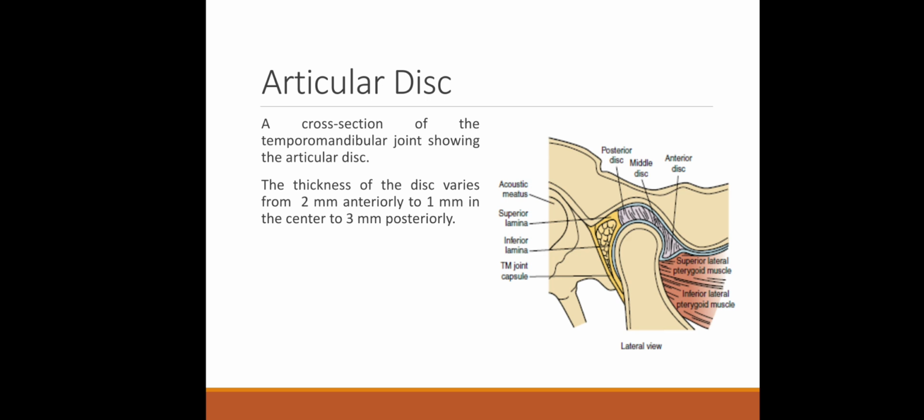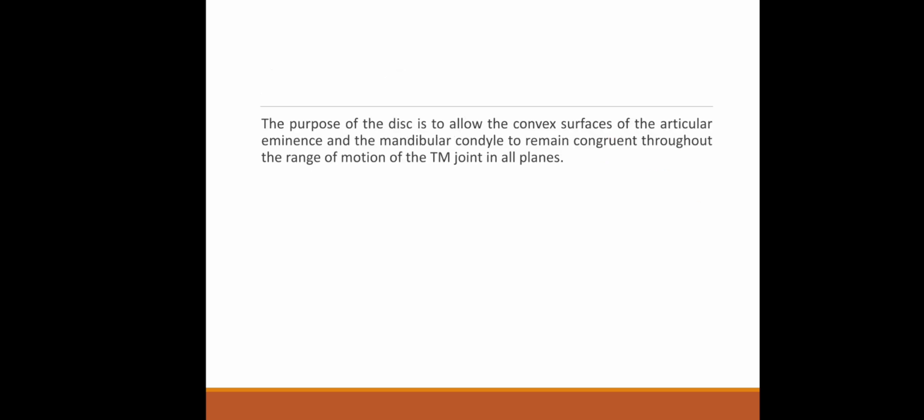The structures include the superior laminae, the inferior laminae, and the temporomandibular capsule. Inferiorly there are the superior lateral pterygoid muscle and the inferior lateral pterygoid muscle. The purpose of the disc is to allow the convex surface of the articular eminence and the mandibular condyle to remain congruent throughout the range of motion of the temporomandibular joint in all planes.